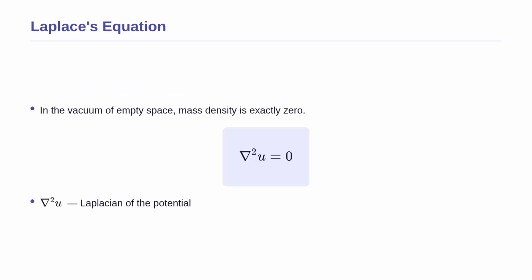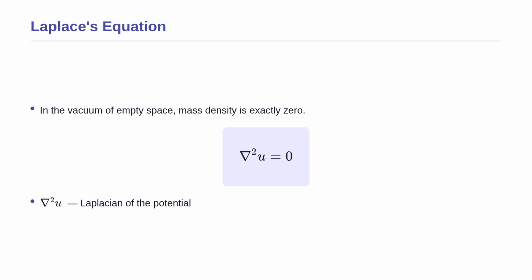Poisson's equation is powerful, but we often want to calculate the gravitational potential in empty space, such as where satellites orbit the Earth. In the vacuum of empty space, there is no mass, which means the mass density ρ is exactly zero.